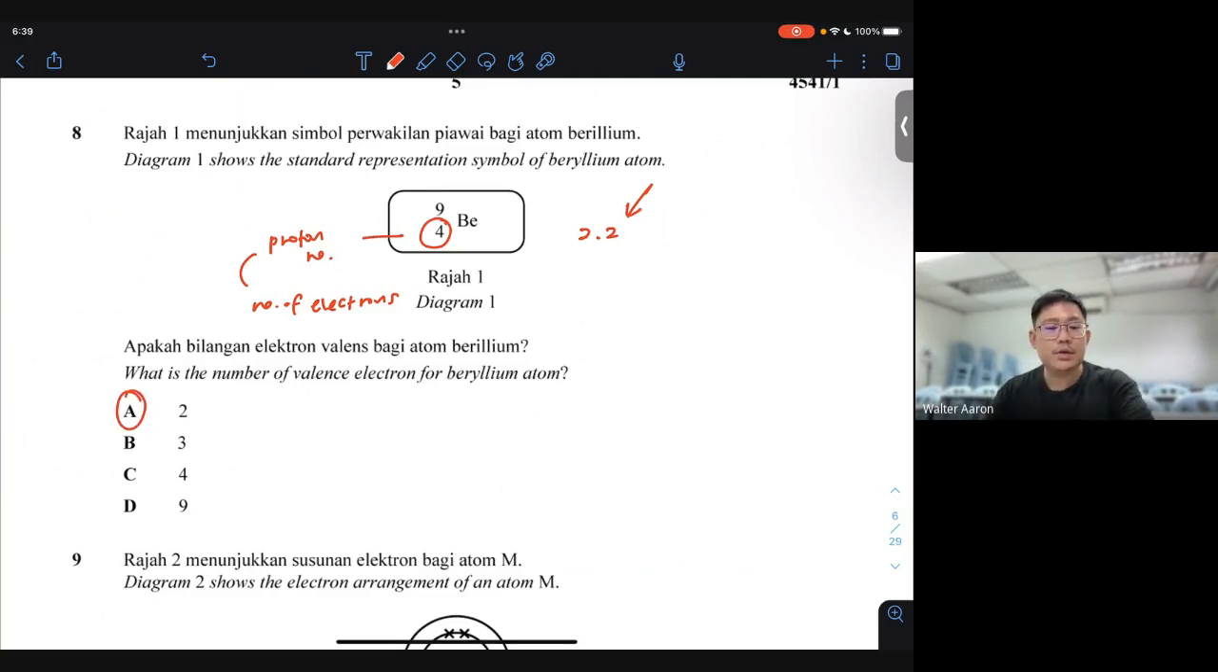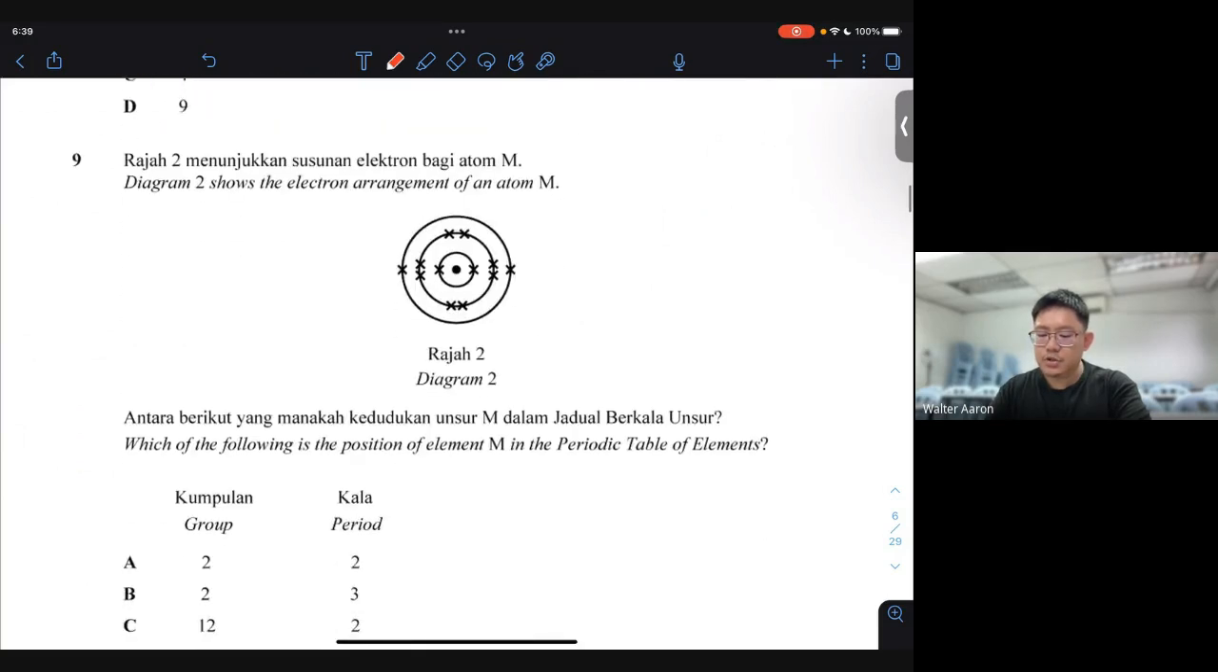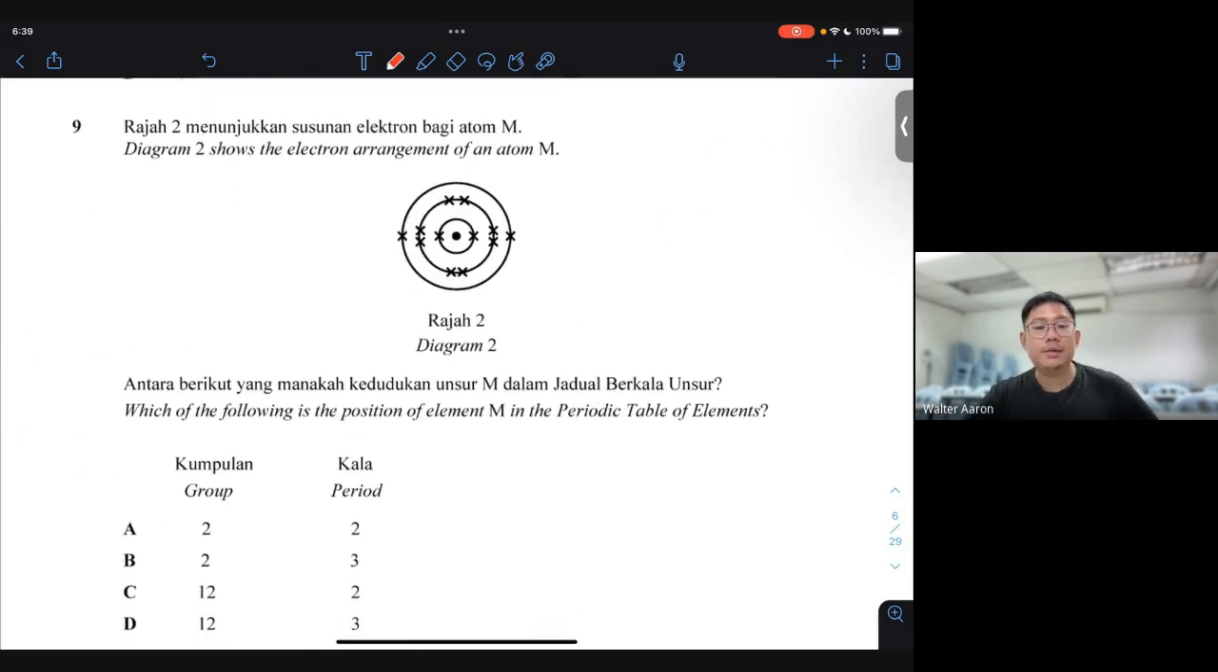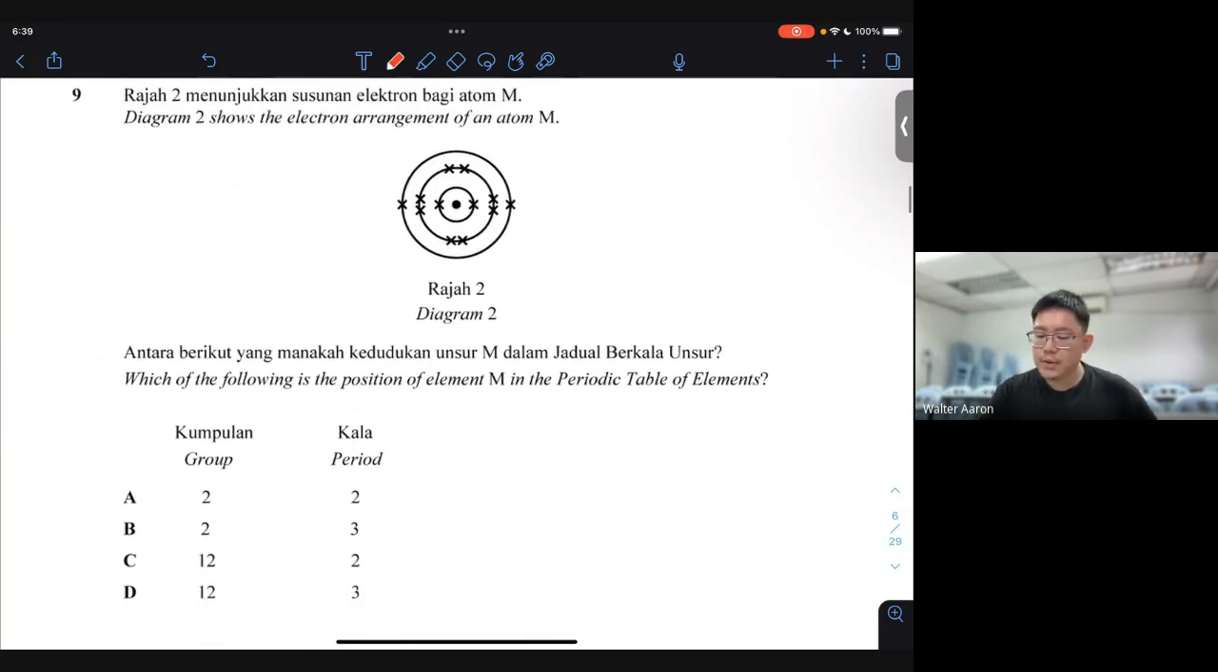The next question, number 9. Diagram 2 shows the electron arrangement of atom M. All right, which of the following is the position of element M in the periodic table of elements? So there are 2 pieces of information that we can get from over here.